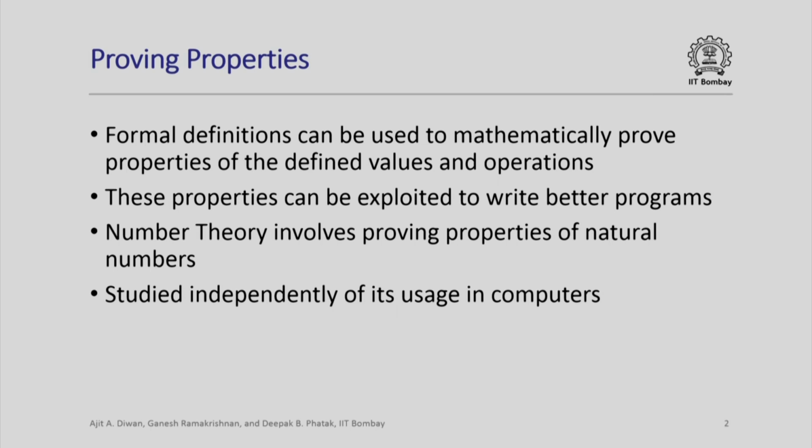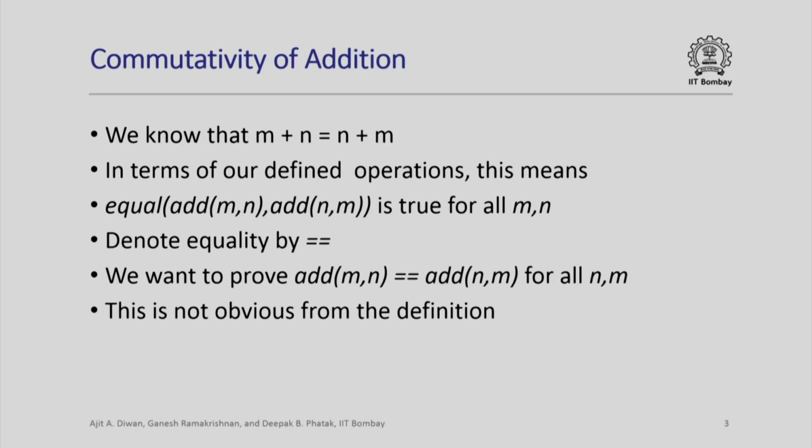So, why is this useful? The formal definitions allow you to mathematically prove properties of the operations and values that you have defined, and these properties can be exploited to write better programs. If you know certain properties are satisfied by the values, you can think of better representations or better ways of manipulating those values. In the case of numbers, for example, number theory involves just proving properties of natural numbers, and it is an independent subject of its own interest, irrespective of whether numbers are used in computers or not.